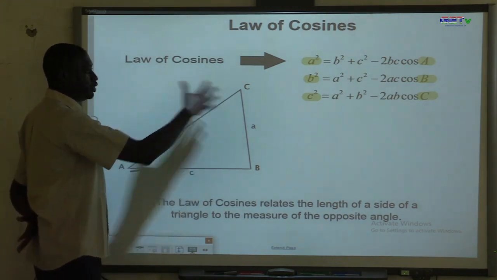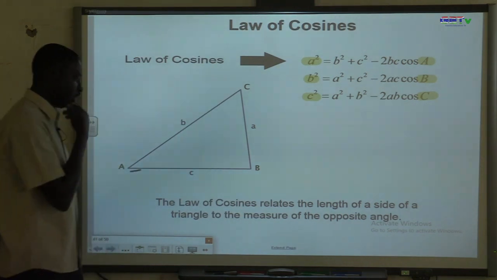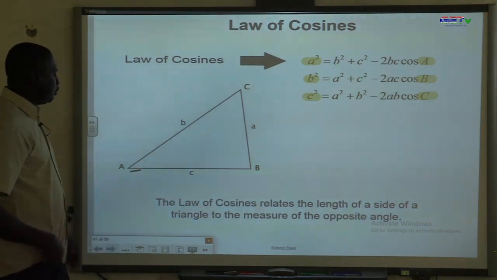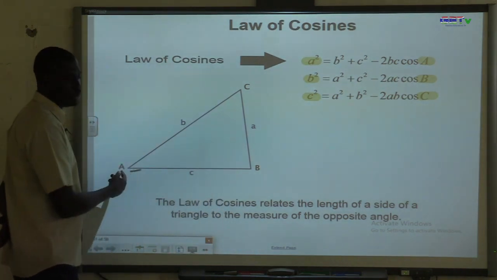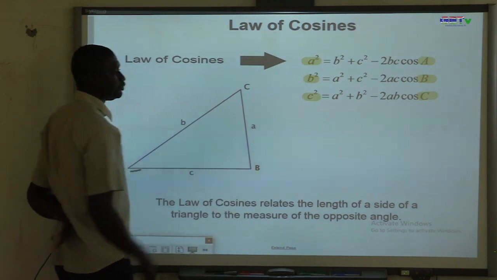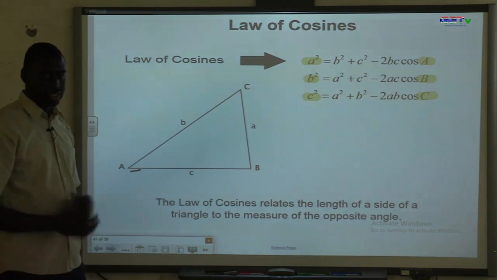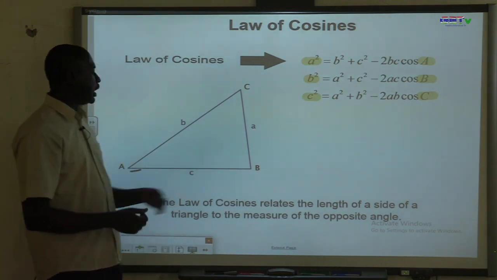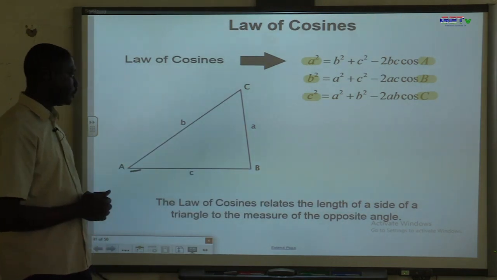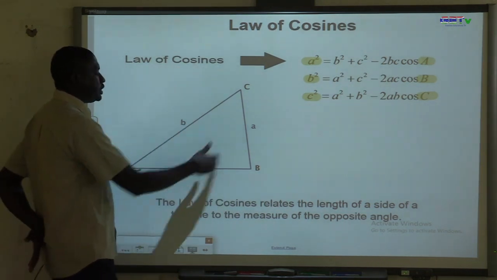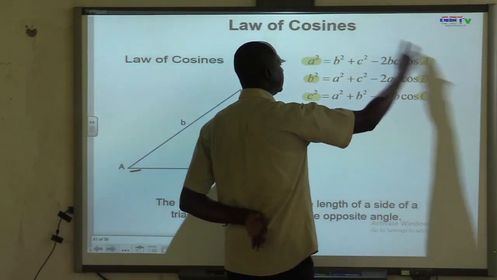Looking at the triangle in front of us, let's say we have triangle ABC. We should note that the side opposite angle A, we label it as small a. The side opposite angle C, we label it as small c. And the side opposite angle B, we label it as small b. To find any of these missing sides, we apply the laws given there.